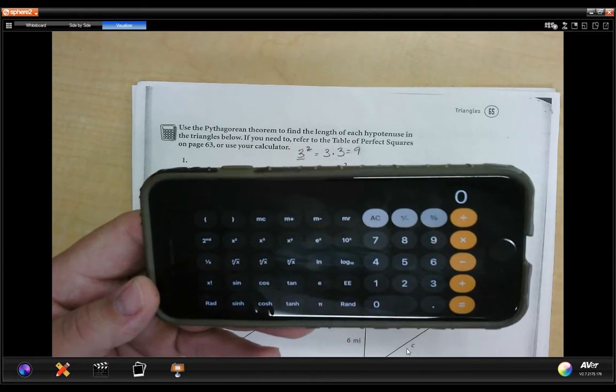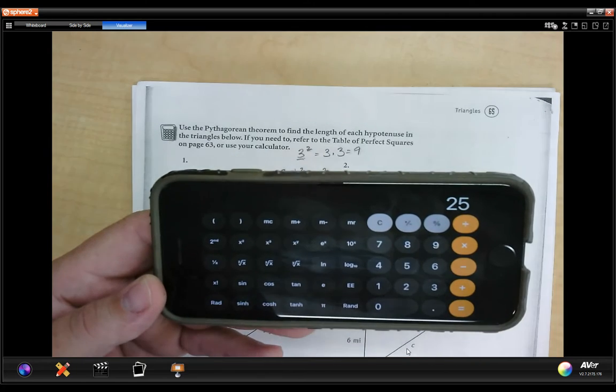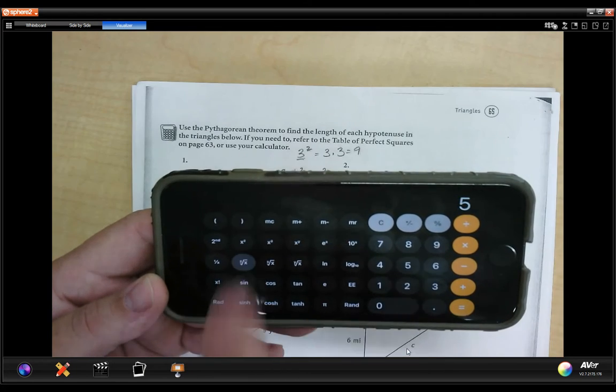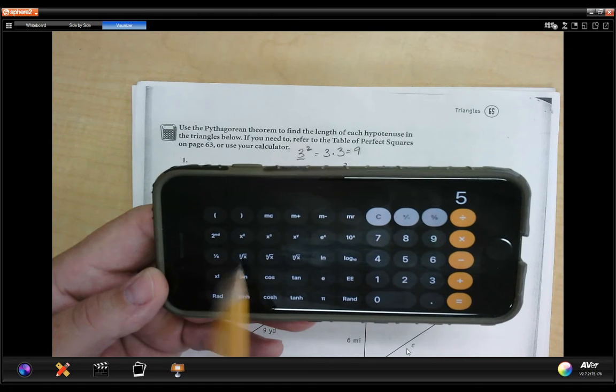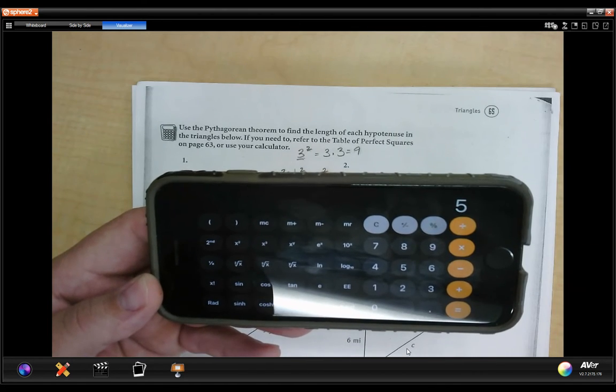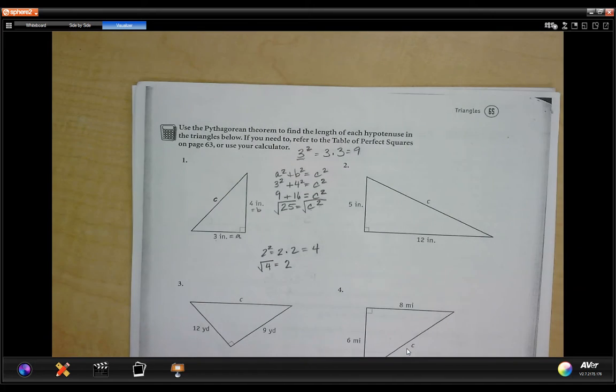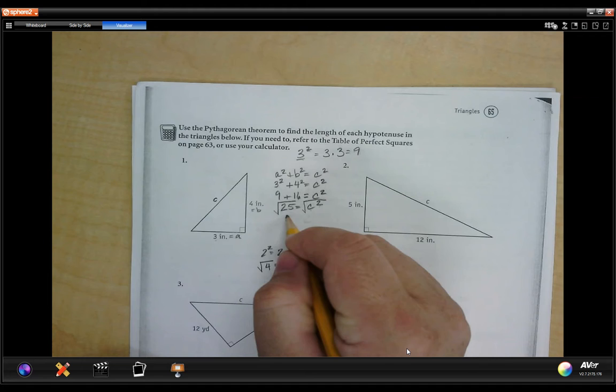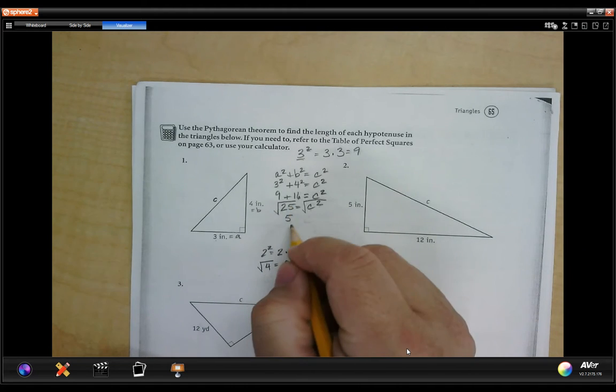So here I'm just going to go 25. And I'm going to go ahead and click that button right there. And you notice it gives me an answer. The square root of 25 is, in fact, 5. And that makes sense because 5 times 5 equals 25. So this becomes 5. The square root of 25 is actually 5.